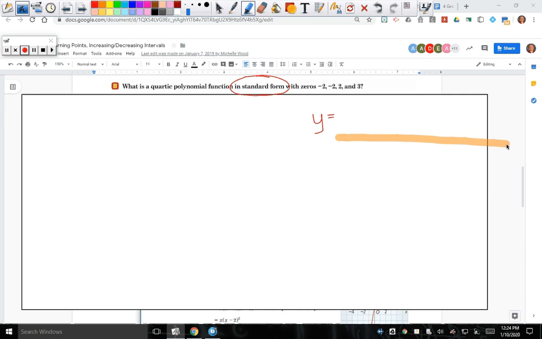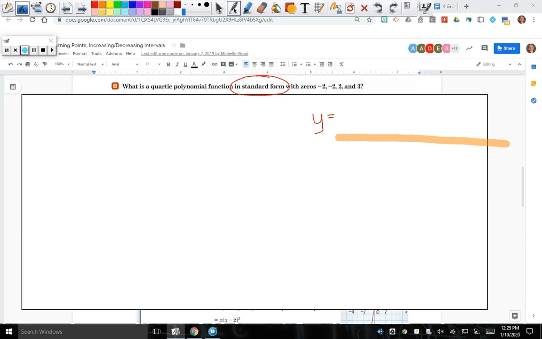What did they give me? Okay, let me rephrase this. They gave me 4 factors. True or false? False. They did not give me 4 factors. They gave me 4 zeros, roots, x-intercepts, or solutions. I need to build those factors from those answers.